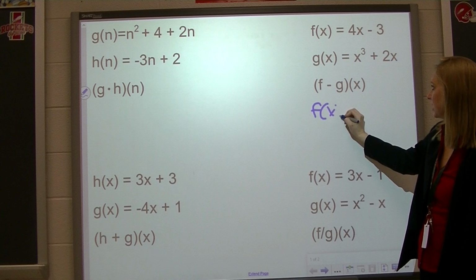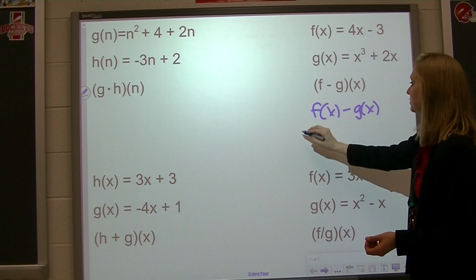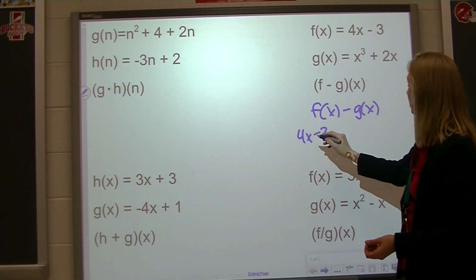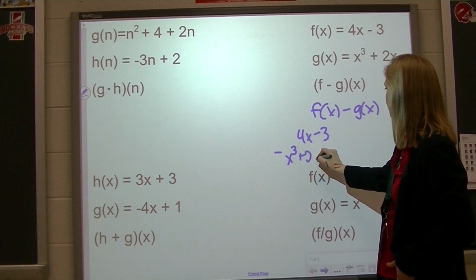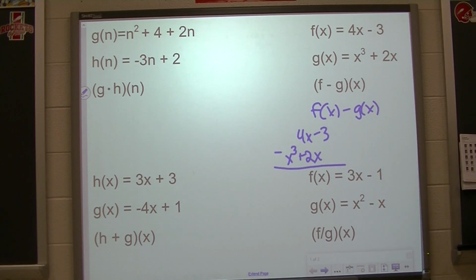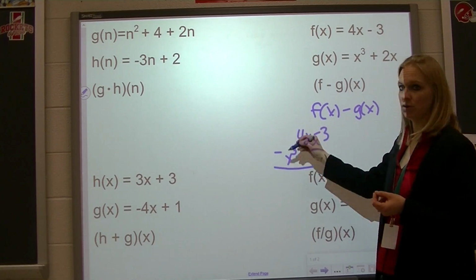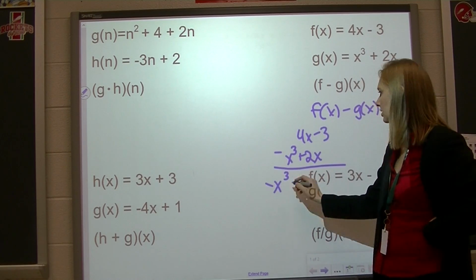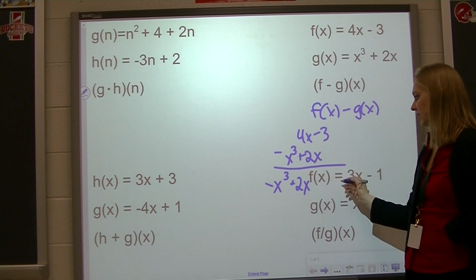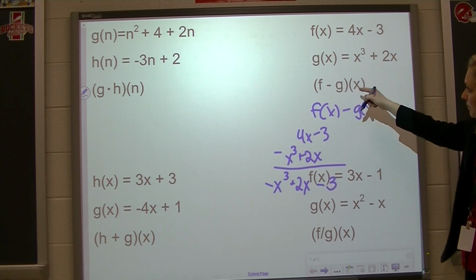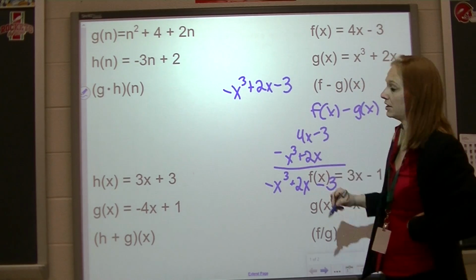So this is f of x minus g of x. So with this, order matters. So you have to do 4x minus 3, and then minus x cubed plus 2x. Notice how when I lined it up vertically, I didn't put x cubed under anything because it doesn't have a like term. So I'm basically doing 0 minus x cubed, which is negative x cubed, and then 4x minus 2x, and that's 2x, and then negative 3 minus 0 is negative 3. So f minus g of x is negative x cubed plus 2x minus 3.